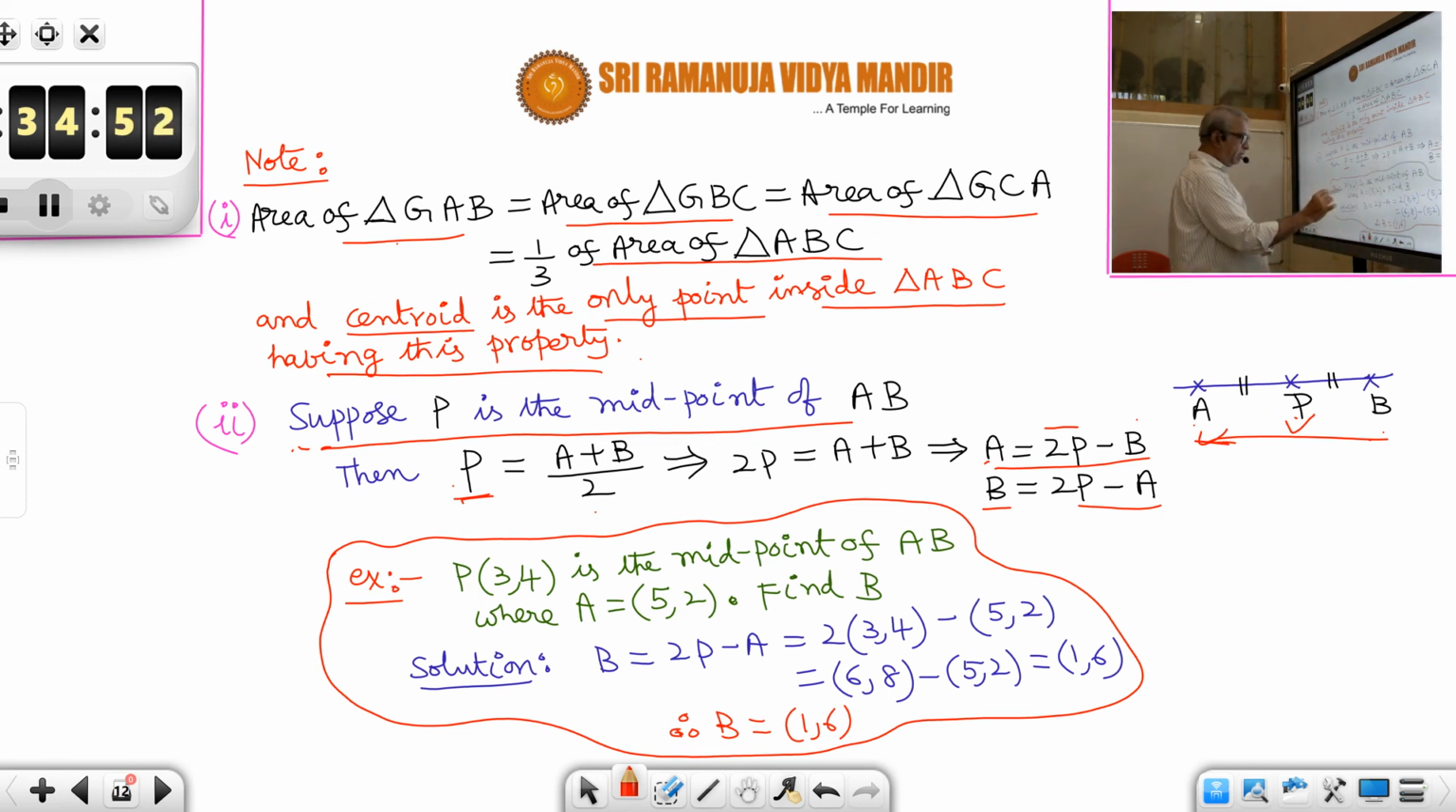So here there is an example. P (3, 4) is the midpoint of AB, where A is given as (5, 2). Find B. The formula for B is 2 into the midpoint minus the given point. So 2 into (3, 4) minus (5, 2). 2 into (3, 4) is (6, 8) minus (5, 2). So you will get (1, 6). So B must be (1, 6).